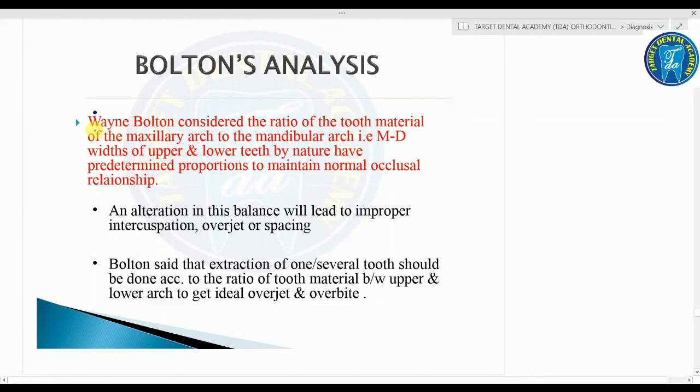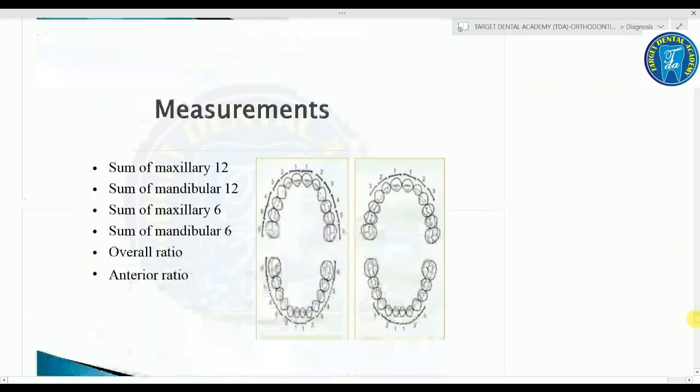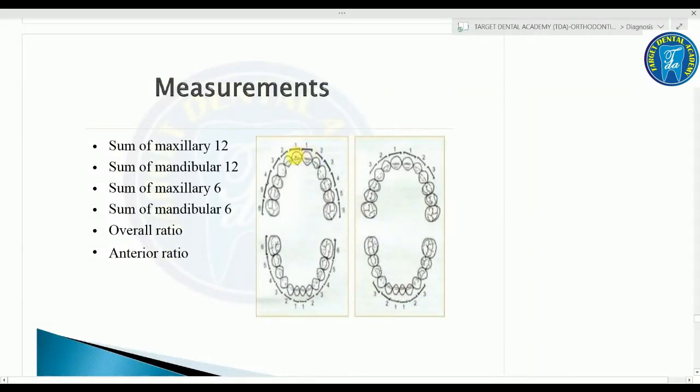So in this, Wayne Bolton considered the ratio of the tooth material of the maxillary arch to the mandibular arch, that is, the mesiodistal width of the upper and the lower teeth. So in this, you need to measure the mesiodistal width: the sum of the maxillary 12, from the first molar to the first molar, and the sum of the mandibular 12, from the first molar to the first molar.